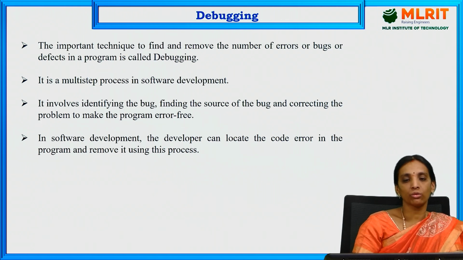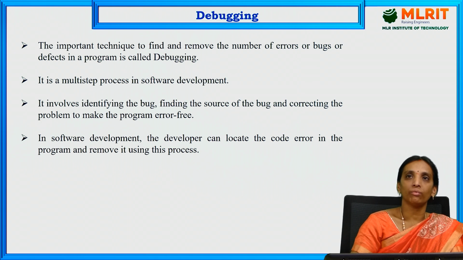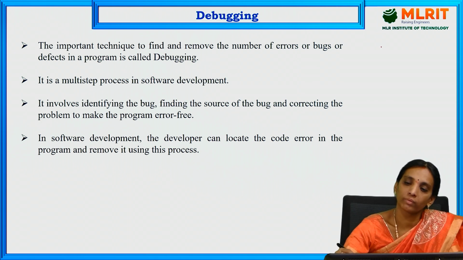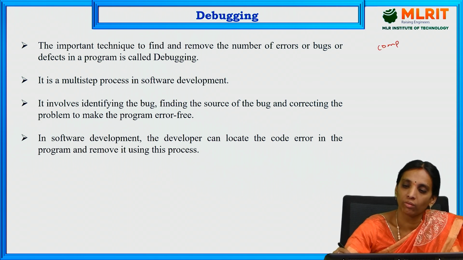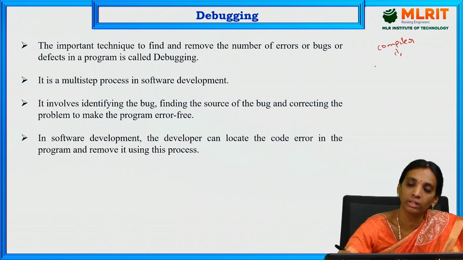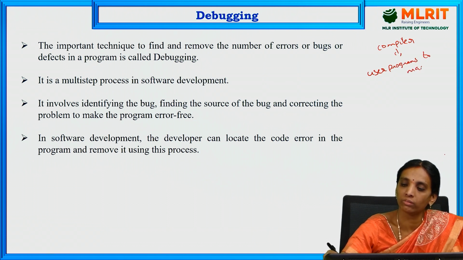So the next tool is debugging. Debugging is nothing but, if the program is checked in the compiler or assembler, those are used for converting the user programs, user level programs, to the machine languages.